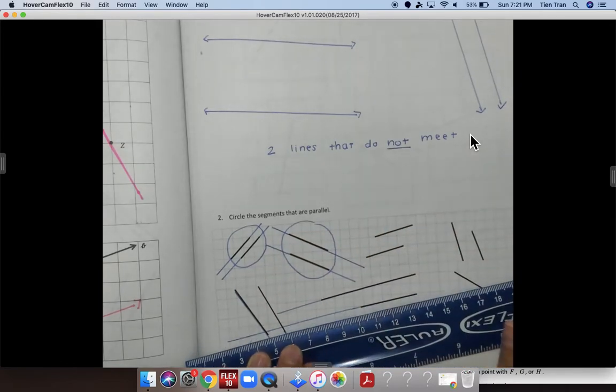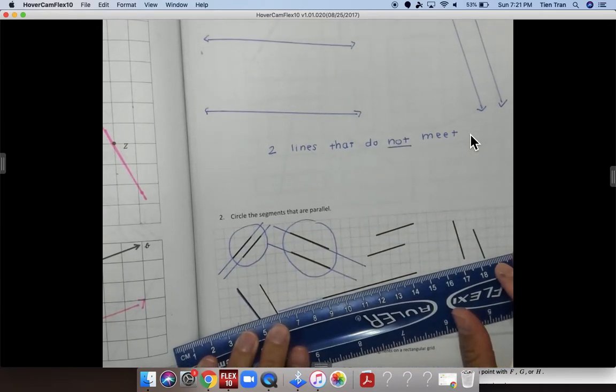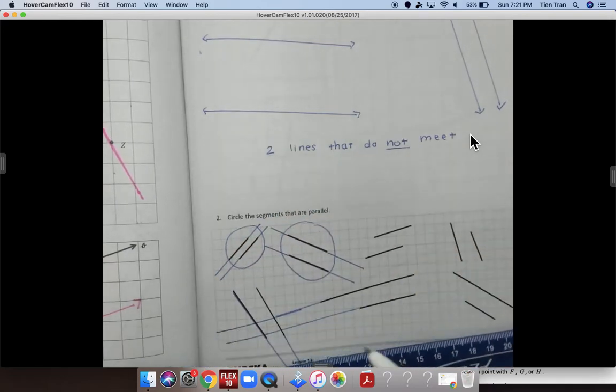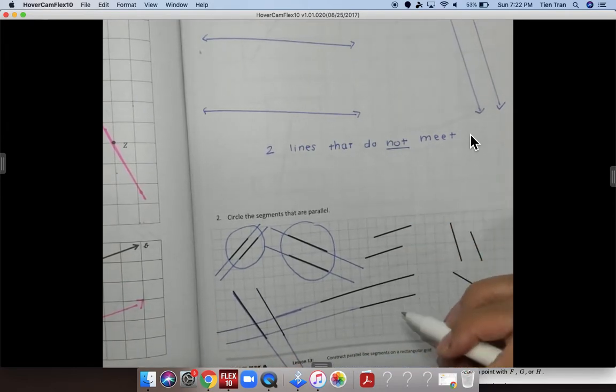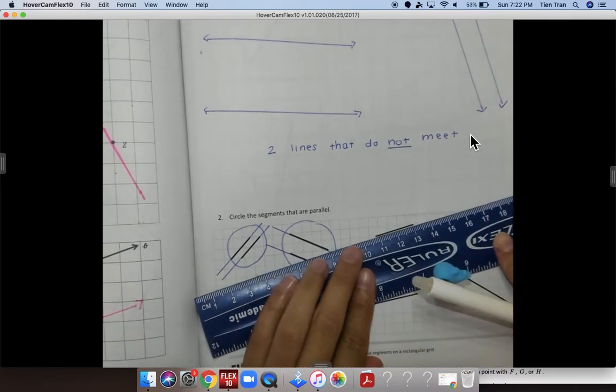Well, if you draw it all the way, you'll notice that it's going to get smaller and smaller. See that? They're kind of getting smaller and smaller. So that is not a parallel line. I'm not going to circle that one.